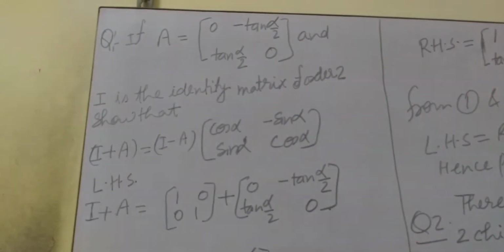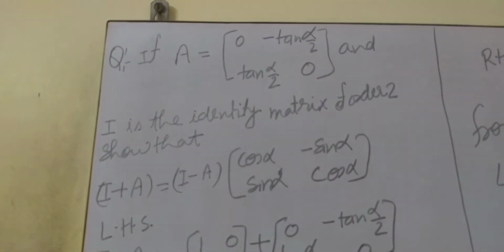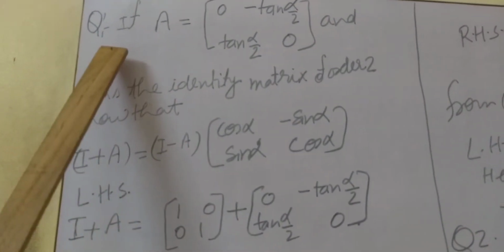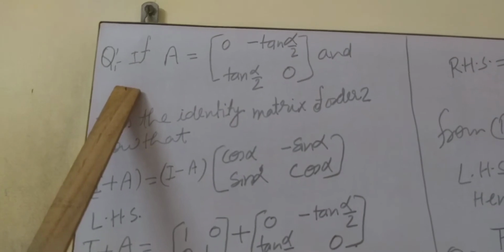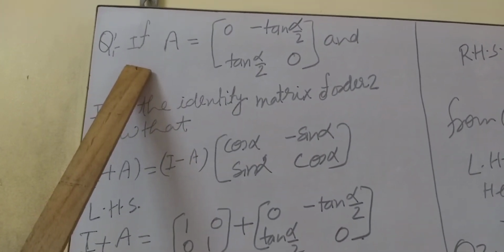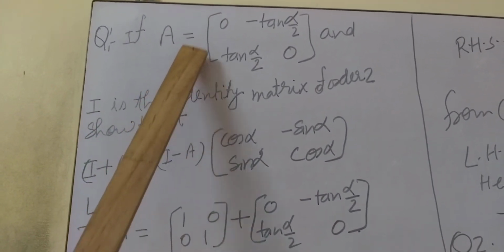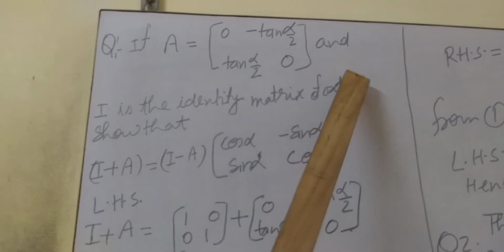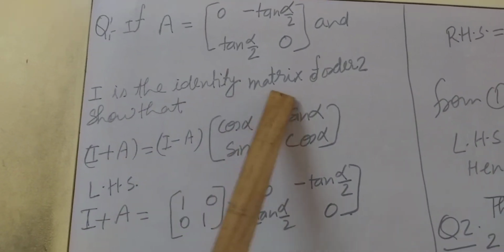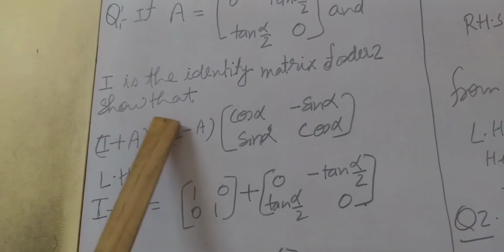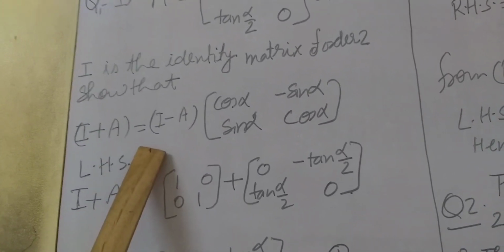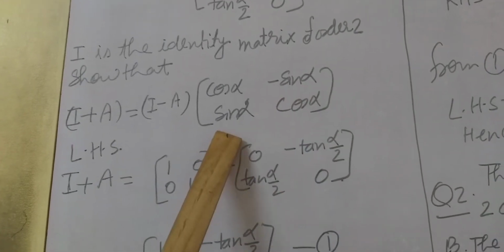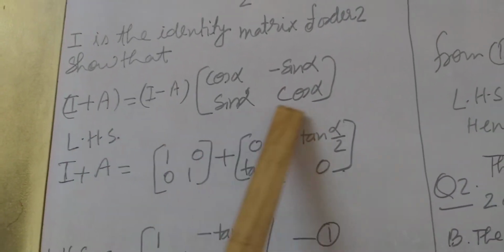Good morning, student. Let us take more questions of matrices. Students, you can see here question number 1. If A equal to [0, minus tan alpha by 2; tan alpha by 2, 0], and I is the identity matrix of order 2, then show that I plus A equal to (I minus A) [cos alpha, minus sin alpha; sin alpha, cos alpha]. This we have to prove, student.